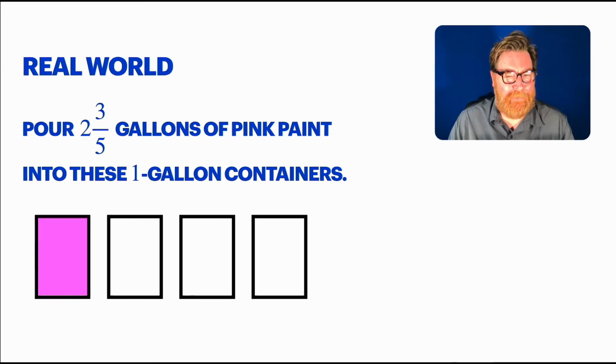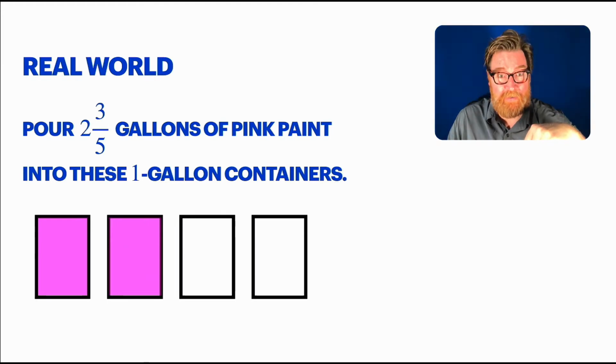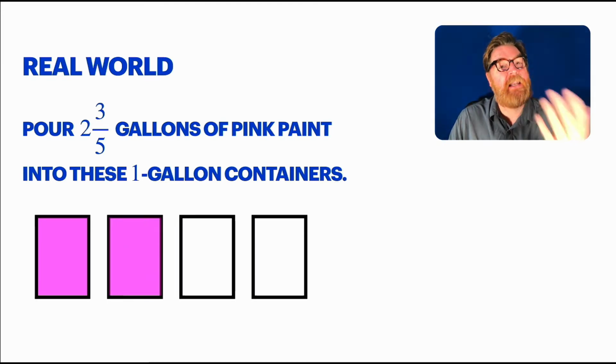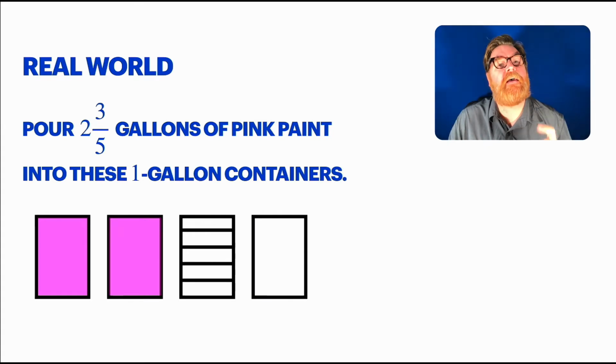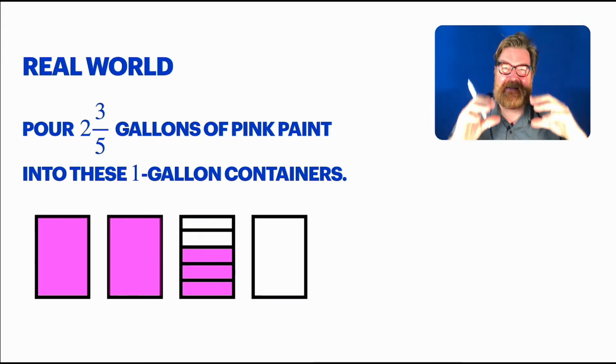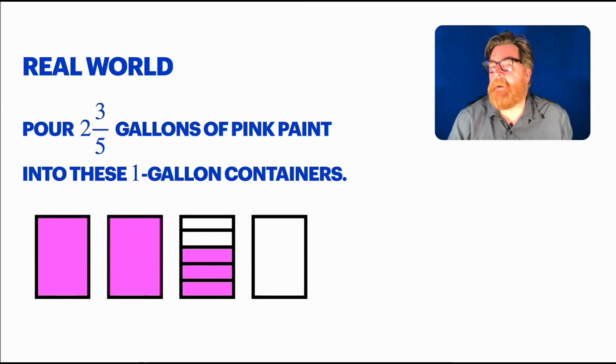There's 1 gallon of pink paint. Let's pour another full gallon. There's 2, and now we got to pour in 3/5. Well, I only need that third gallon container, right? Let me take it, divide it into 5 equal pieces, and let's pour in 1/5, 2/5, 3/5 more. It's amazing how it just stays together in the air like that. 2 3/5. There you go.